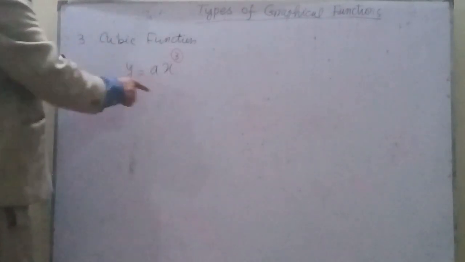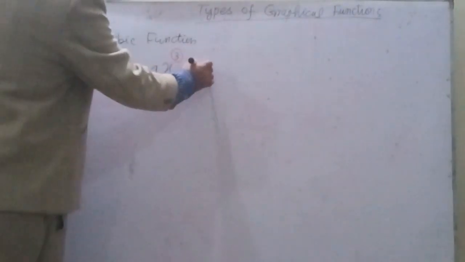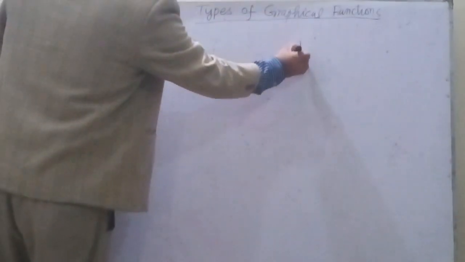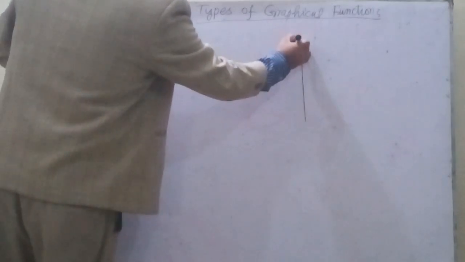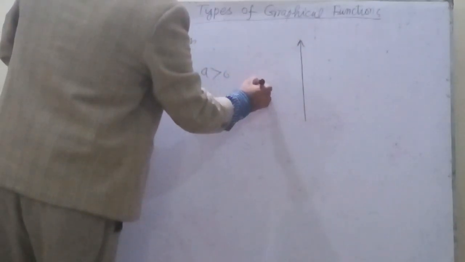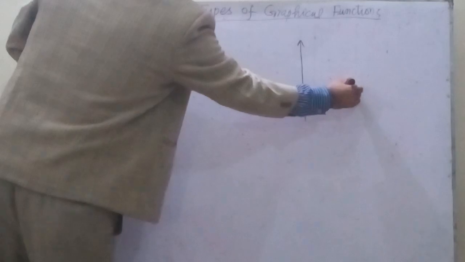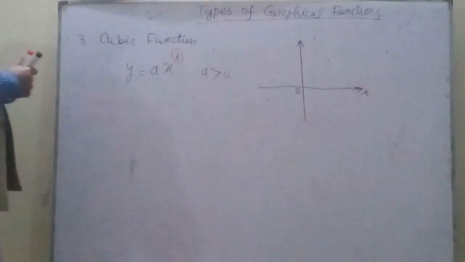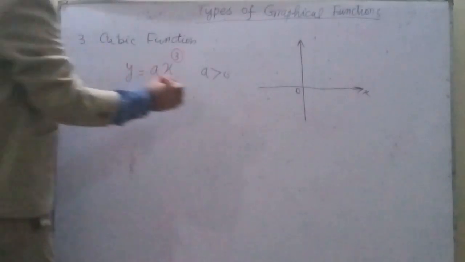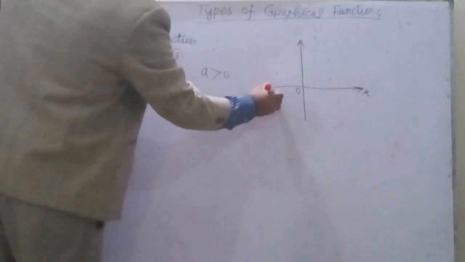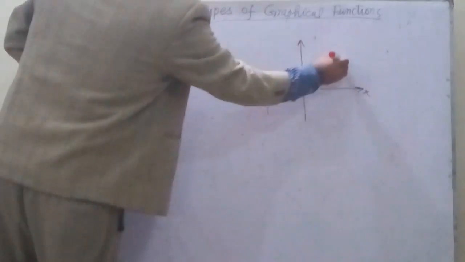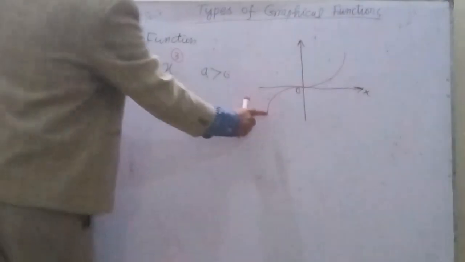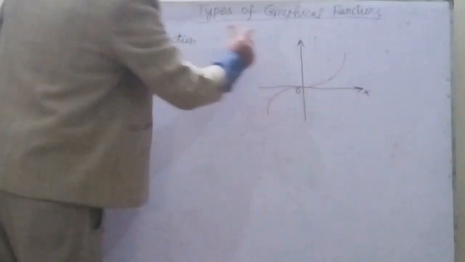Okay, there are also two versions. If a is positive, look at the shape of the cubic function. This is the y-axis and this is the x-axis. So this is the cubic function. Look here, it is also passing through the origin of the axes.